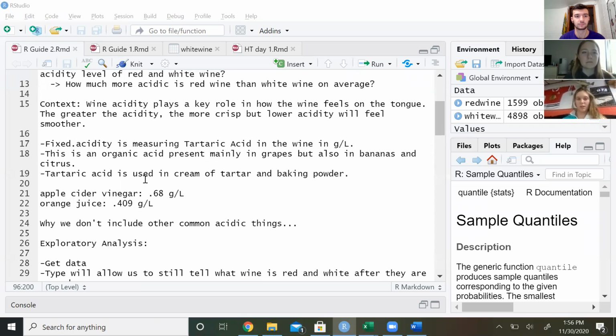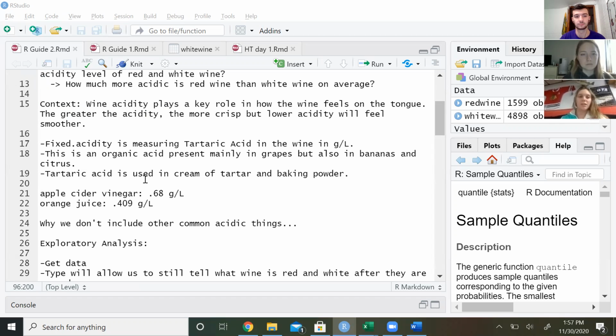So for some context, wine acidity plays a key role in how the wine feels on the tongue. The greater the acidity, the more crisp, but lower acidity will feel smoother. And our fixed acidity is measuring tartaric acid in the wine using grams per liter. And this is an organic acid present mainly in grapes, but also in bananas and citrus.